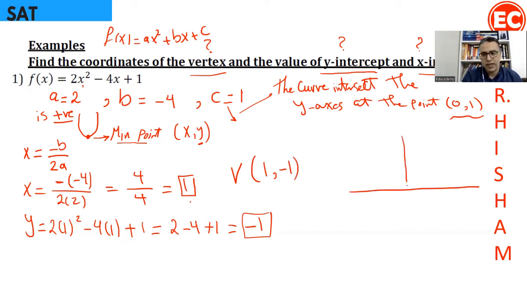Let's do a small sketch. The y-intercept is the point 1. Here is the point 1. Here is the point negative 1. So here is the vertex. A U-shaped curve.